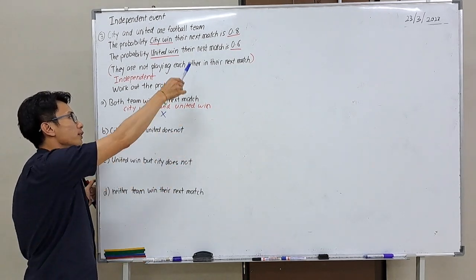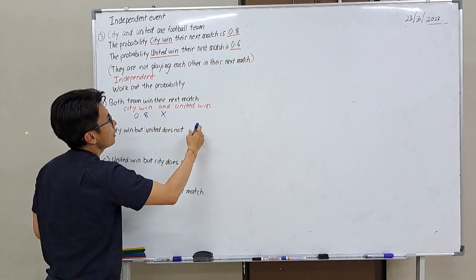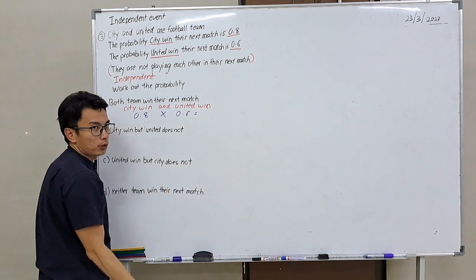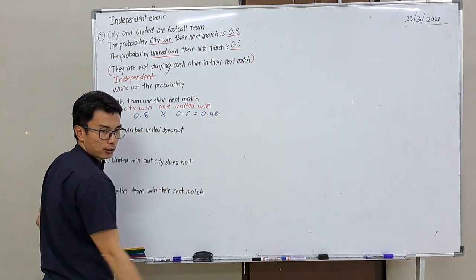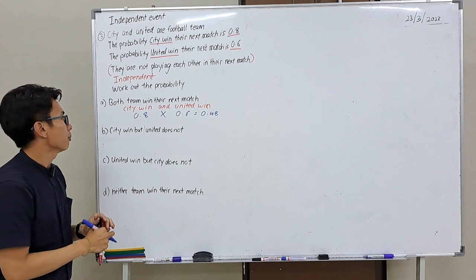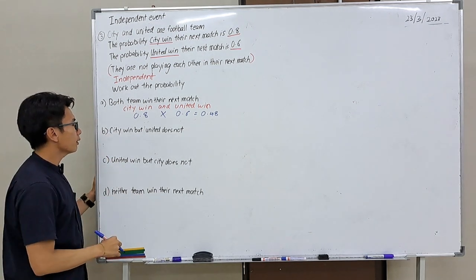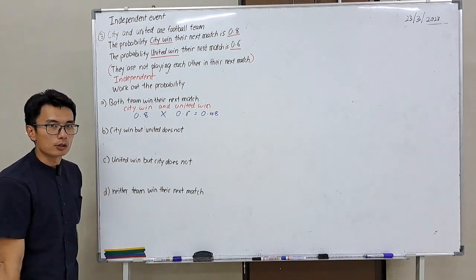So the probability of City wins is 0.8, and the probability that United win is 0.6. Multiply both of them together, you should get 0.48. All right, the first one is quite simple. But let's look at the second one now. The second one says that City wins, but United does not.